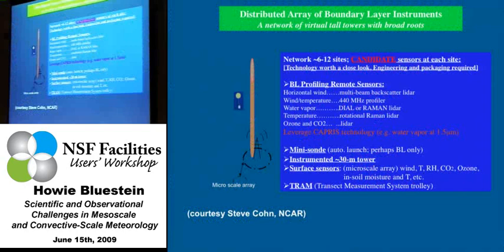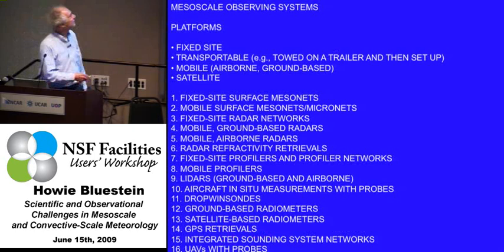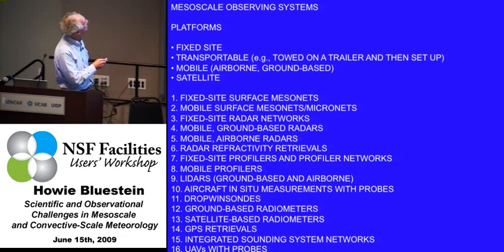How do we look at the boundary layer on the mesoscale? We can make a distributed array of boundary layer instruments, sort of a mesonet of towers. Let me summarize. We have a number of mesoscale observing systems, different types of platforms, fixed site, transportable, towed on a trailer and then set up, mobile. We have airborne and ground-based, and then we have satellite.